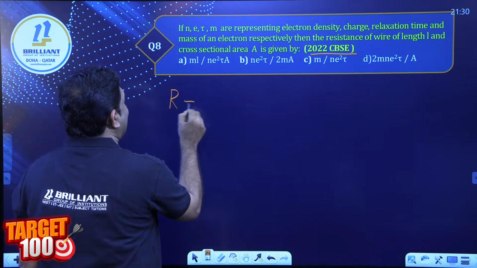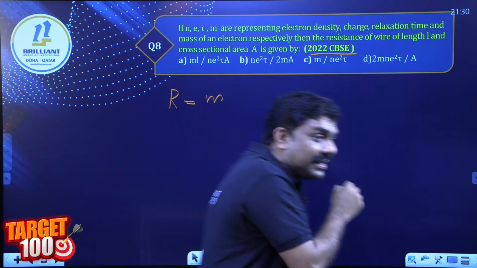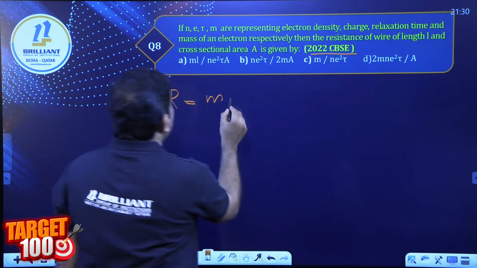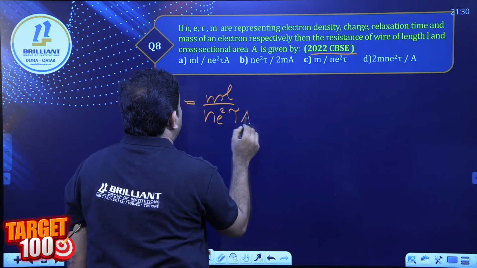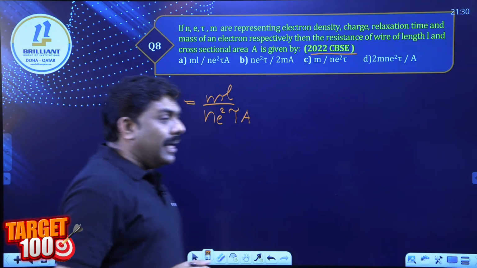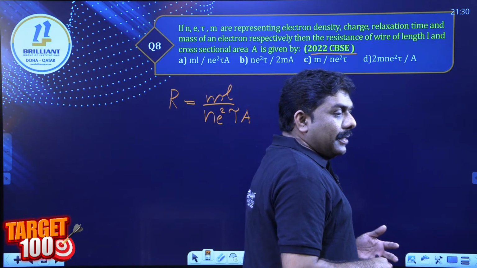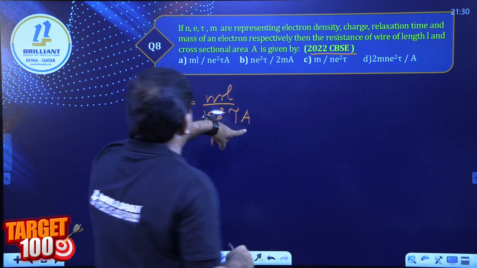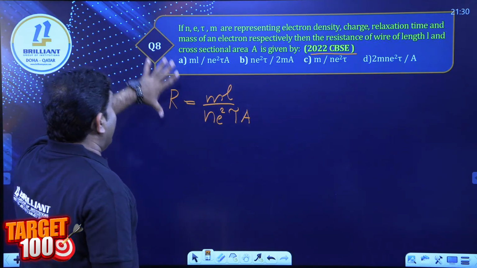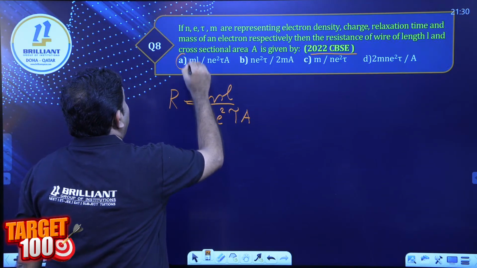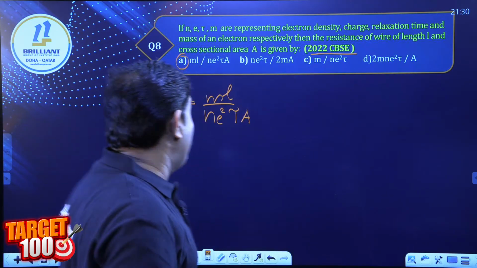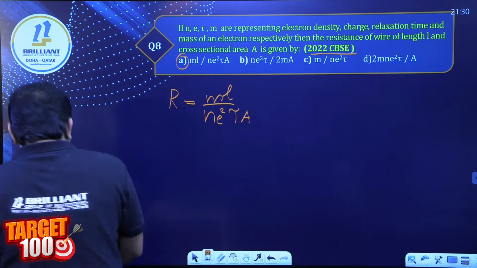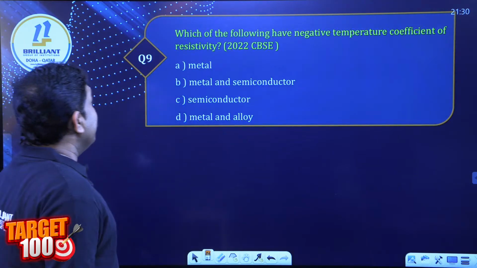Everyone knows this direct one. Yes, as you all said, the right answer is mL divided by n e square tau A. So the resistance is mL divided by n e square tau A. The right option is option A. It's a direct question. mL by n e square tau A is there.